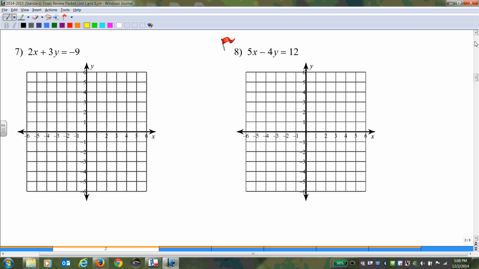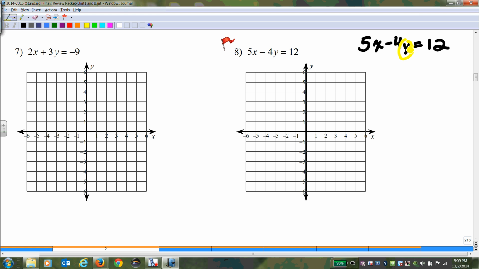Okay, we're going to be graphing this: 5x minus 4y equals 12. There's a couple ways you can do this. You can change it to, so we want to get y by itself. So we write 5x minus 4y equals 12. Our goal is to get y all by itself.